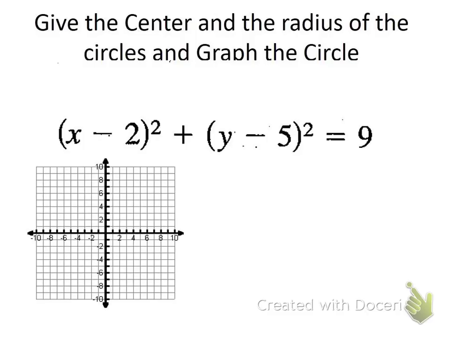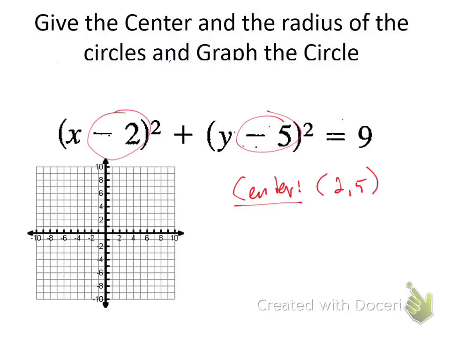All right. So again, think about this for a second. Where's the center? Where's the radius? Okay? Are you considering the center here to be at 2 comma 5? That's where it's going to be. We're going to switch the sign and pull the center out. And then what's the radius? Well, square root of the 9, and the radius is going to be 3.